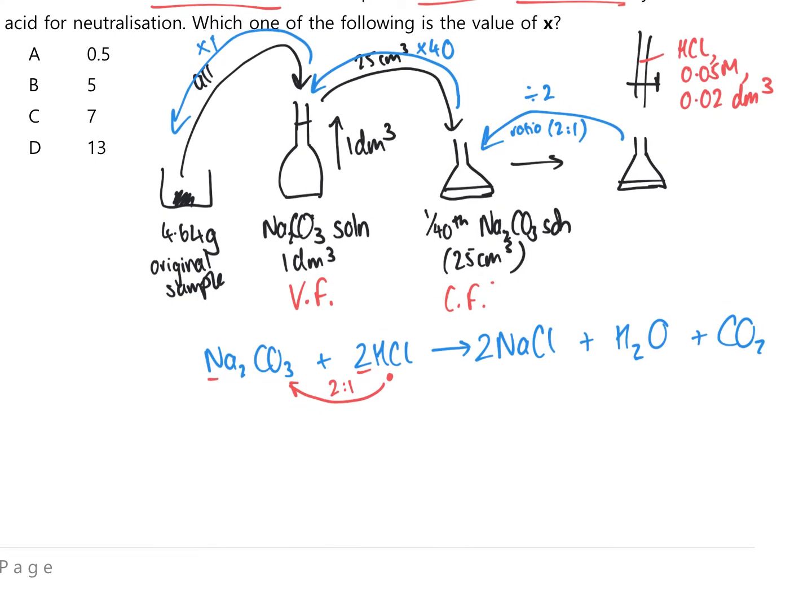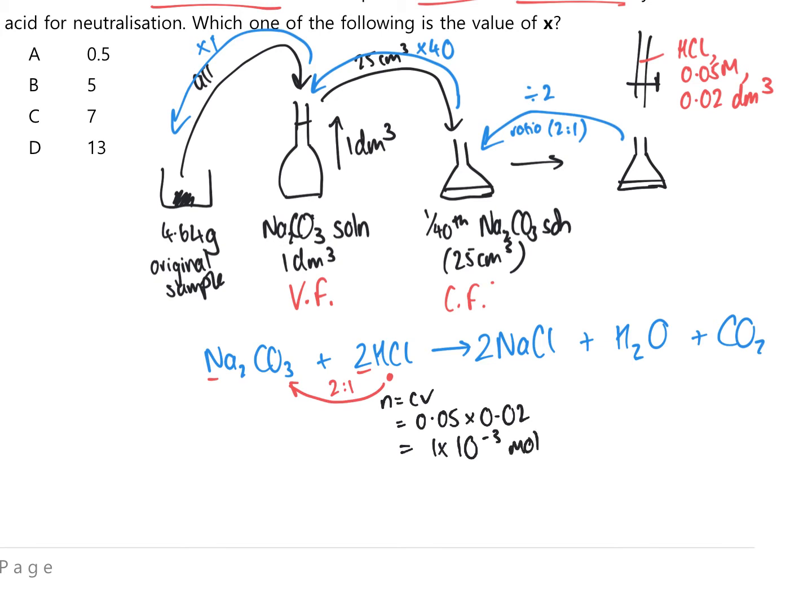So as always, we start our calculation with the number of moles of hydrochloric acid from our titration. So that's going to be our concentration of 0.05 times our volume of 0.02. And that gives us 1 times 10 to the minus 3 moles.